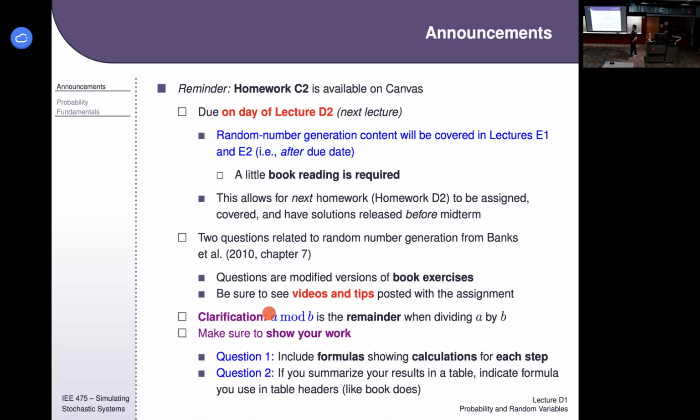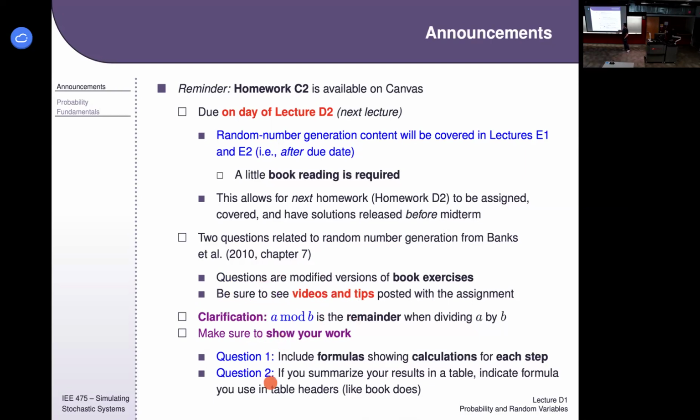A couple of clarifications. If you've not seen this notation before, sometimes this question comes up. If I say A mod B, what I mean is the remainder when you divide A by B. So 5 mod 3 would give me 2, because 5 divided by 3 has a remainder of 2. That's just a formal way to say remainder, modulus. So if you see that, that's what it is.